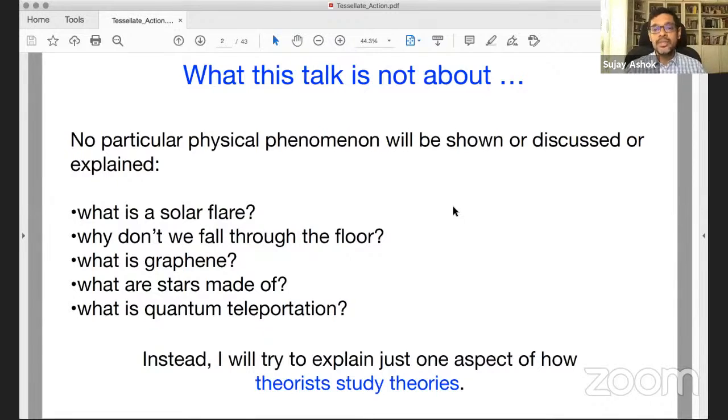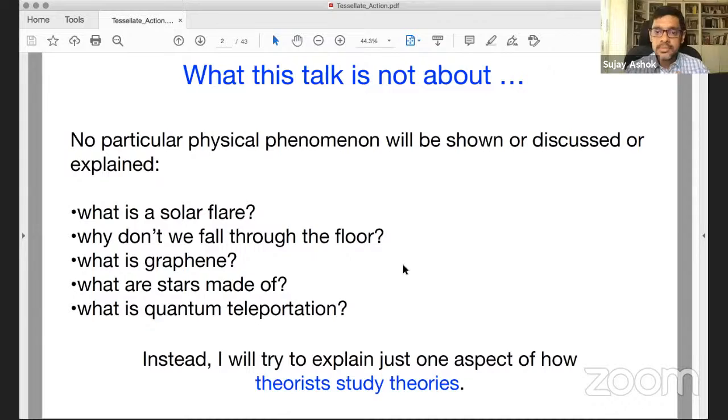I was told that yesterday you had a talk on percolation. So I will not discuss any particular phenomenon like that, or try to explain any particular thing. These are examples of questions that I wish somebody had given a talk about so that I would understand it better. But my idea of research is quite mathematical. So instead, I thought I'll explain one aspect of how theoretical physicists study theories. This principle of least action is a very deep and fundamental idea, and it's sort of all pervasive. So I thought it'll be nice to share this principle of least action with you.